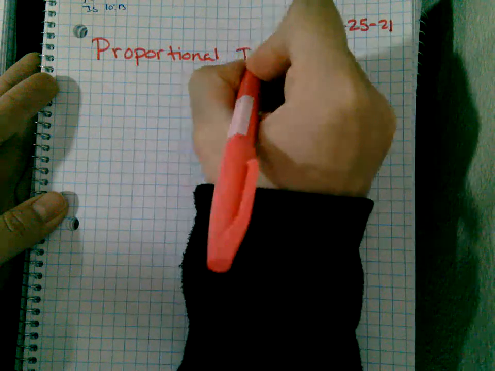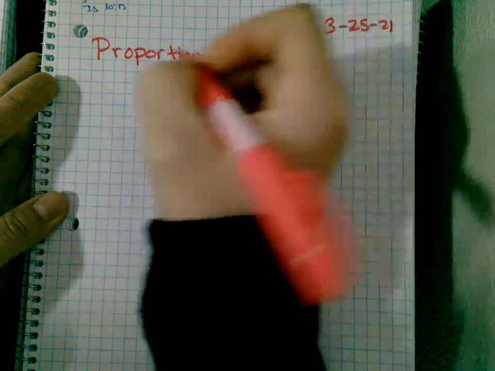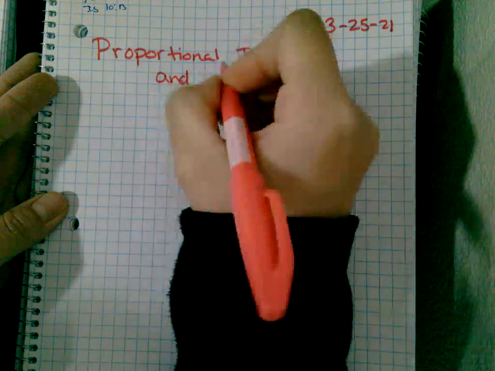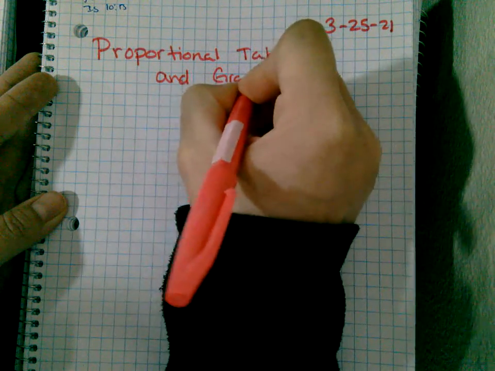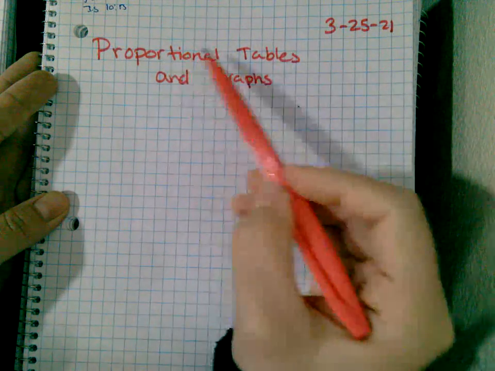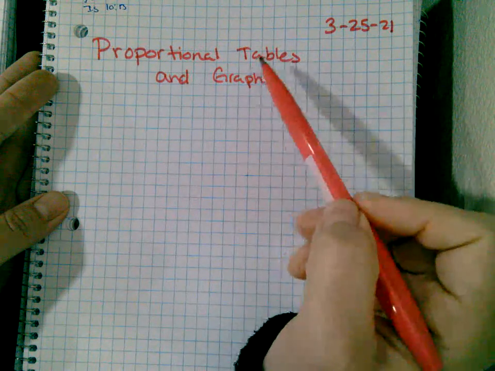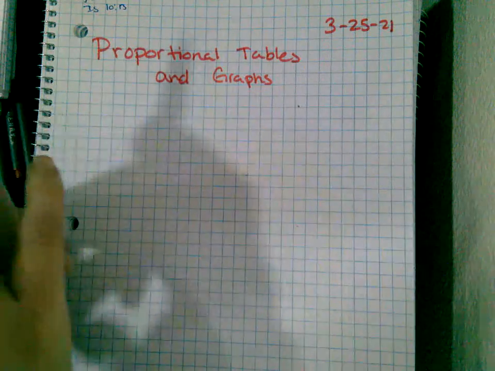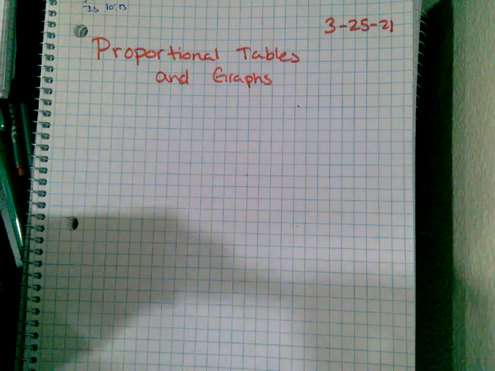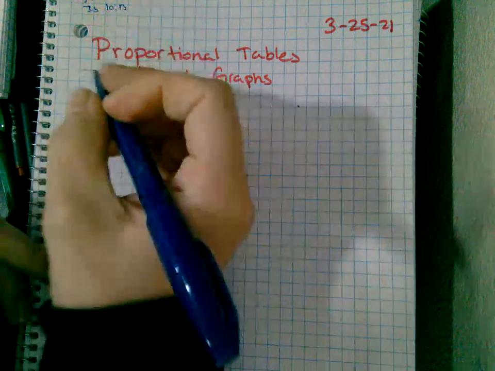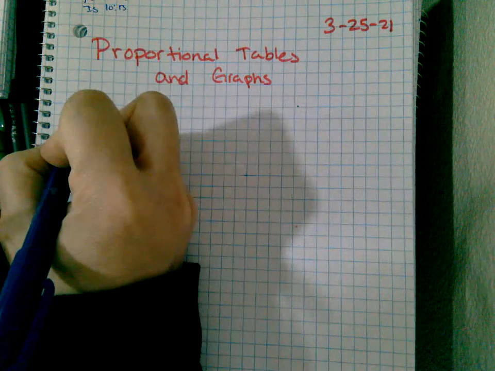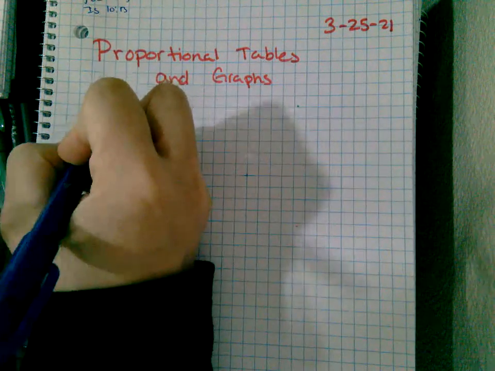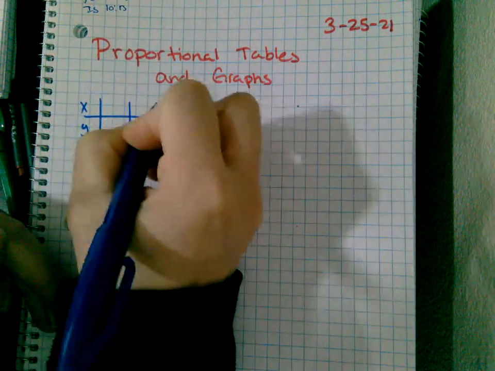Proportional tables is what we did yesterday, and we're gonna continue today. But today I'm also gonna add graphs. So we're gonna do proportional tables and graphs. The first part will be tables, and the second part of the lesson will be graphs, okay? So yesterday, you guys did tables that looked like this.